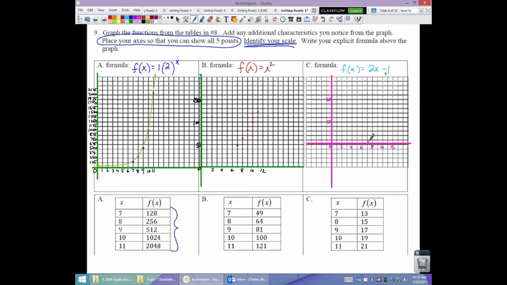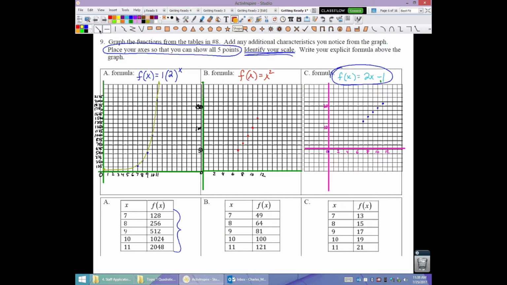Plotting points. 7, 13. So here would be 12, 13, 8, 15, 9, 17, 10, 19, and 11, 21. This one, we do know a lot about it. We know where the y-intercept would be. I know how to fill in those other missing points that are not in the table. So I can go ahead and connect this one with a line. It would be linear. So, oops, wrong line.